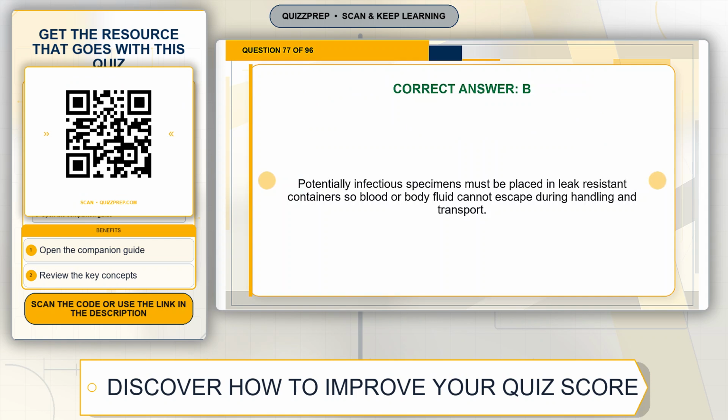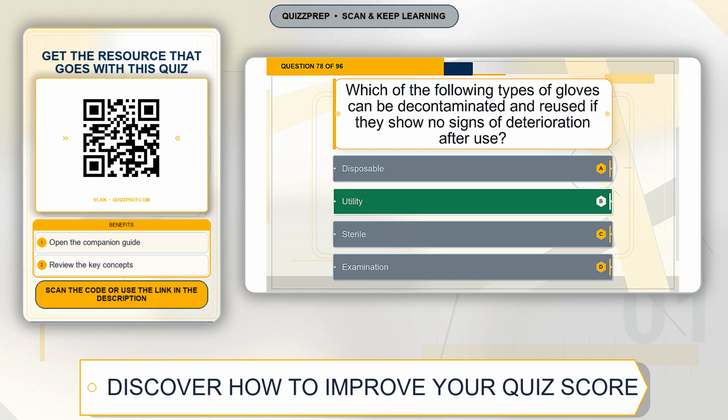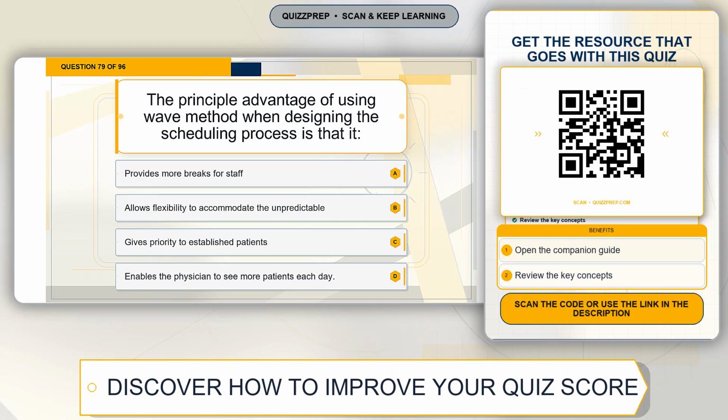transport. Question 78. Which of the following types of gloves can be decontaminated and reused if they show no signs of deterioration after use? Option A, disposable. Option B, utility. Option C, sterile. Option D, examination. The correct answer is option B, utility. Explanation. Utility gloves are heavy-duty reusable gloves that may be cleaned and decontaminated if they remain intact and show no signs of deterioration.